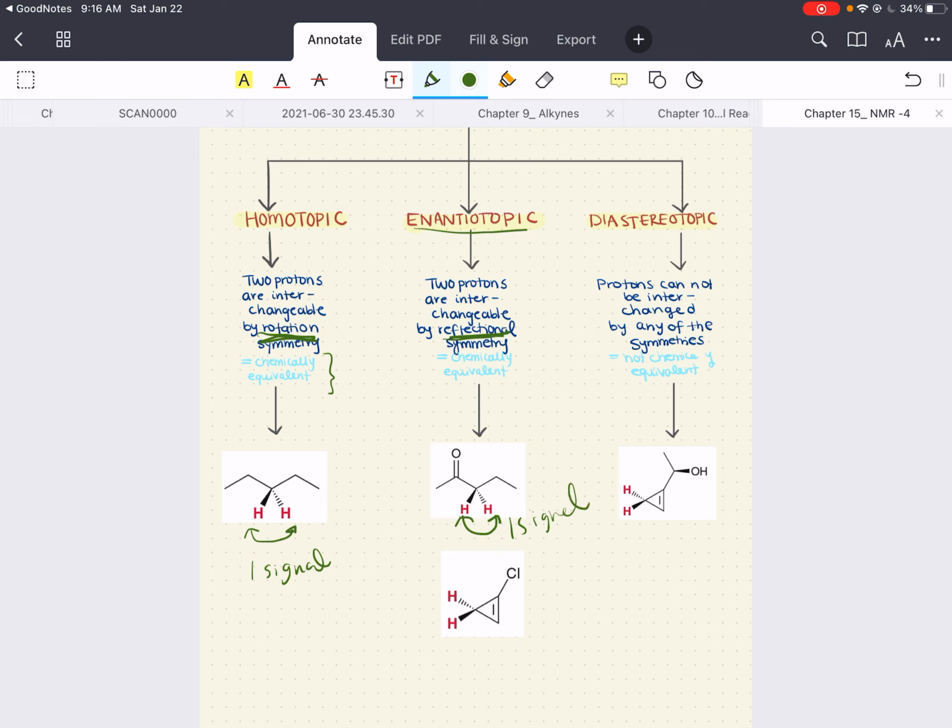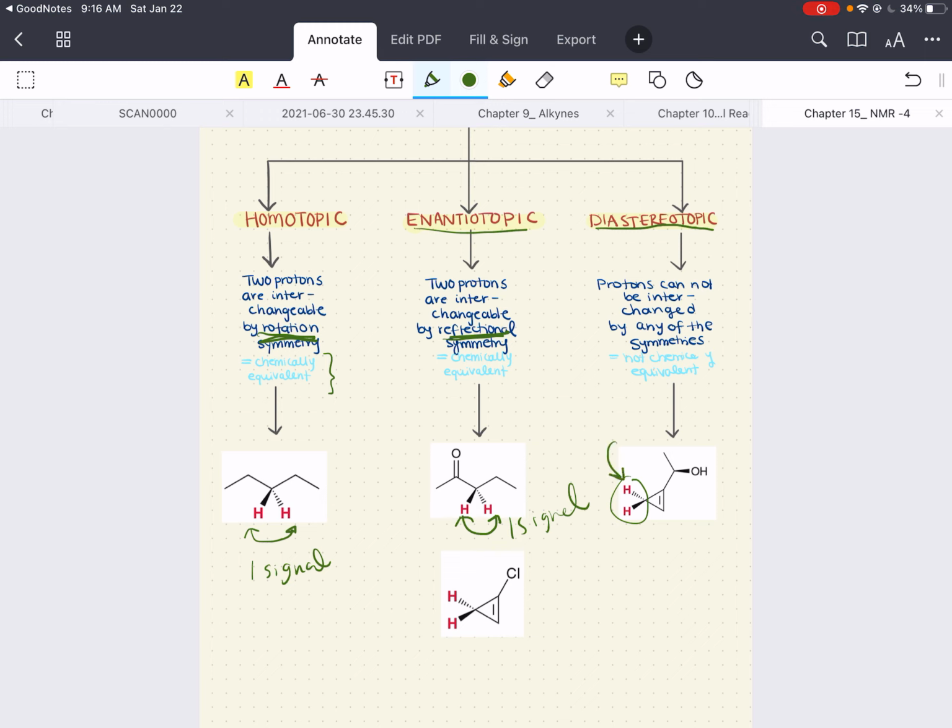Now, if two protons are neither homotopic nor enantiotopic, so they're not chemically equivalent, these protons are not going to be interchangeable by rotational or reflectional symmetry. These protons are going to be referred to as diastereotopic. These are protons that cannot be interchanged by any of the symmetries. They're not chemically equivalent. Here's an example. Here's two hydrogens here. These two hydrogens are not interchangeable by any type of symmetry.